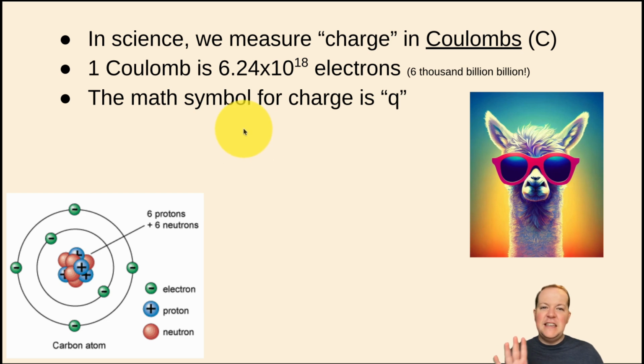Now everybody, just to get things even weirder, a coulomb is 6.24 times 10 to the 18 electrons. That is 1,000 billion electrons. In fact, 6.24 of those. A coulomb is a huge amount of charge.